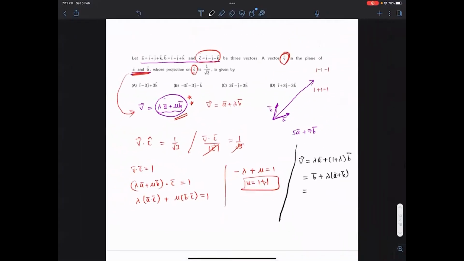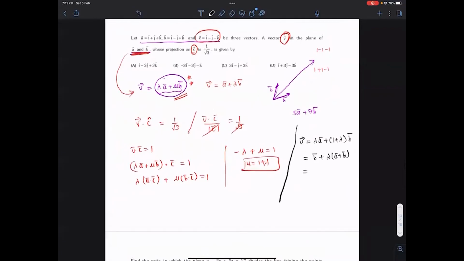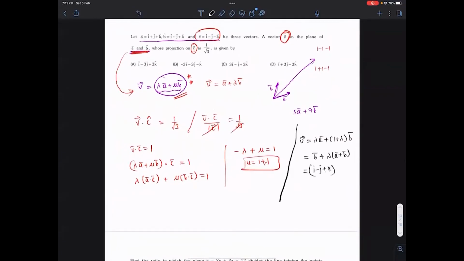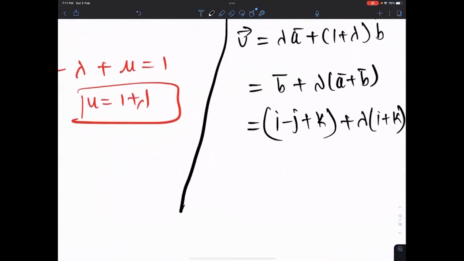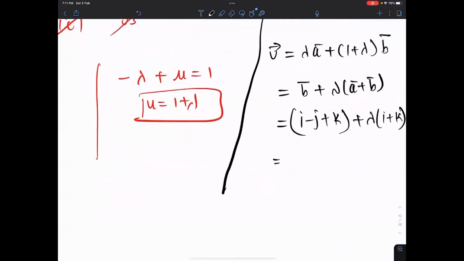What is B bar here? We already know. It is i minus j plus k, plus lambda times, what is A bar plus B bar? If you add them both, you will get 2 times i plus k. The 2 you can mix into lambda. So finally you will get 1 plus lambda i minus j cap plus 1 plus lambda times k cap.